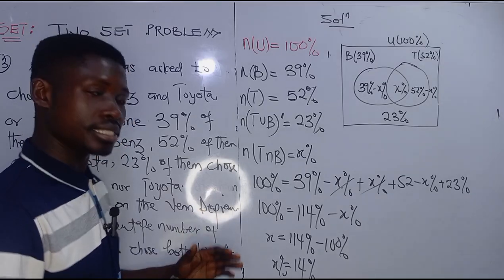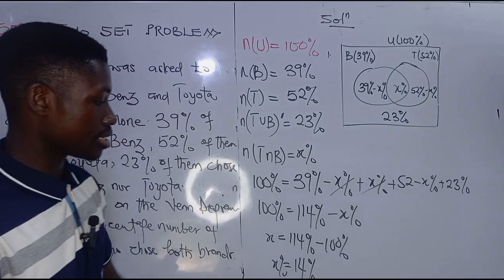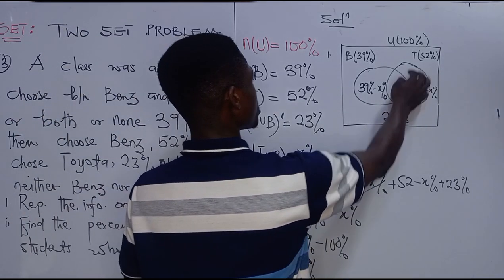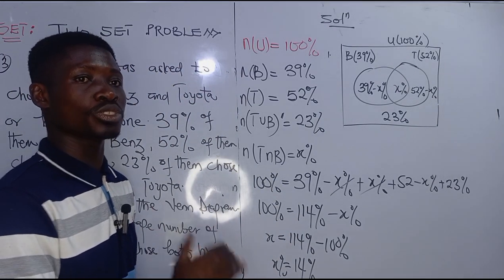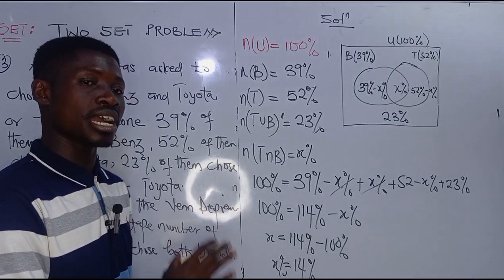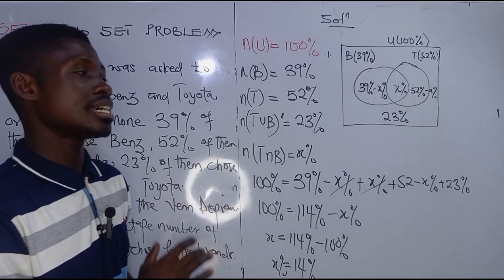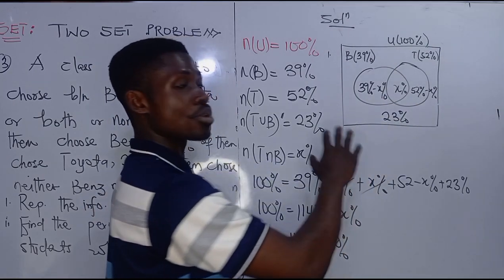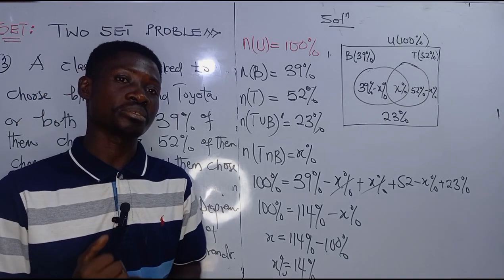So the percentage number of students who chose both Toyota and Benz is 14%. Now if the question continues to say, find the percentage number of students who chose exactly one brand, then it means that we are going to find this region and then this region, and then we sum them together.